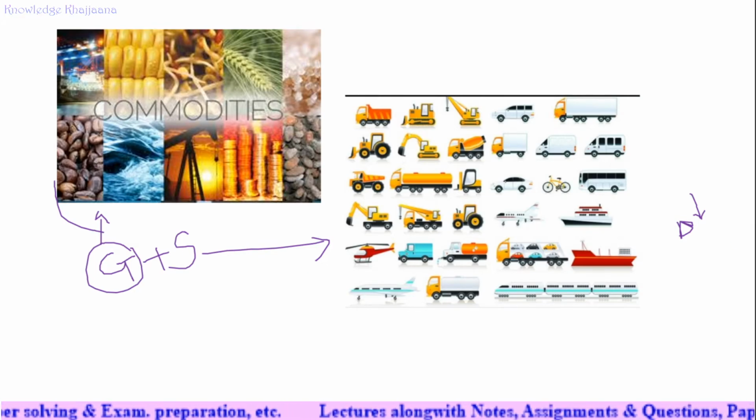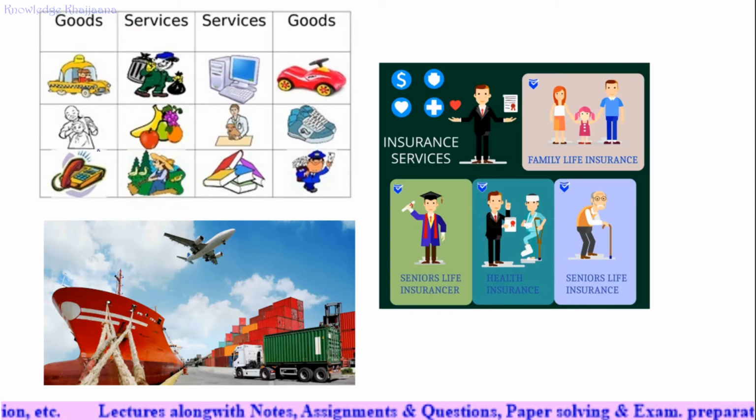And next, these are the different goods, whereas these are the services. These are the different combinations of goods and services. See, these are the different services, for example insurance services, transport services, carriages and all. Here are goods and services combined.